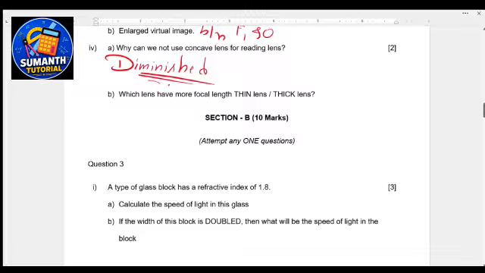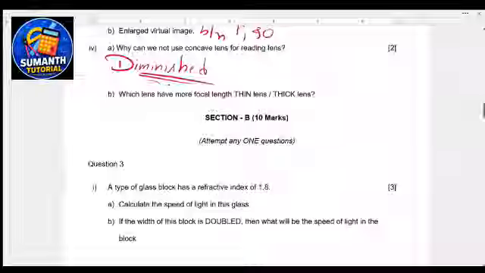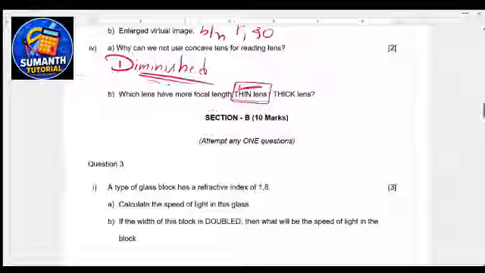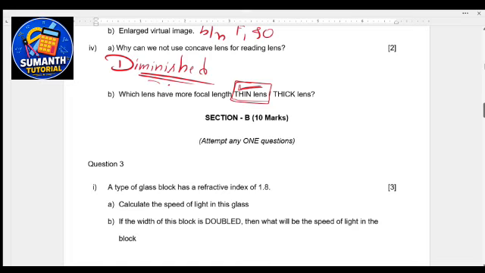That's it. Okay, then one more question added to it. See here, which lens have more focal length, thin lens or thick lens? Usually students get confused with this one. It's very clear. Thin lens have more focal length than thick lens. Answer is very simple. As the lens gets thinner, its circumference will be more, means the focal length is maximum. That's the reason if the thickness of the lens decreases, its focal length increases. It is inversely proportional.